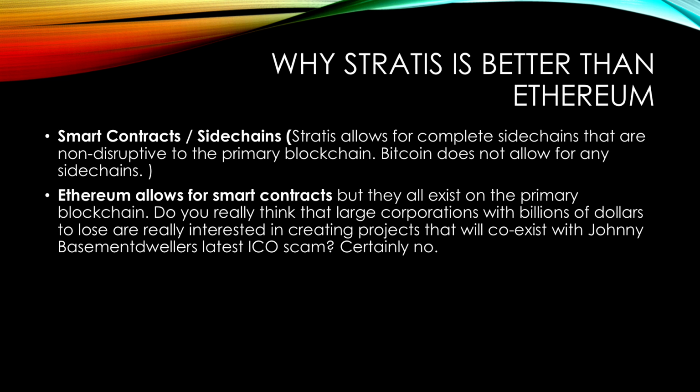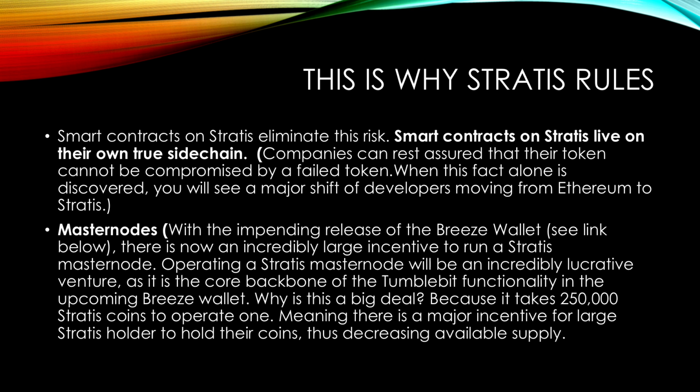So that is why Stratis is better than Ethereum, because you get the opportunity to have your own particular sidechain, which you can control and have a whole lot of power, or rather authority. You obviously know what I mean, right? This is why Stratis rules, because smart contracts on Stratis eliminate the risk. Smart contracts on Stratis live on their own true sidechain. Companies can rest assured that their token cannot be compromised by a failed token.